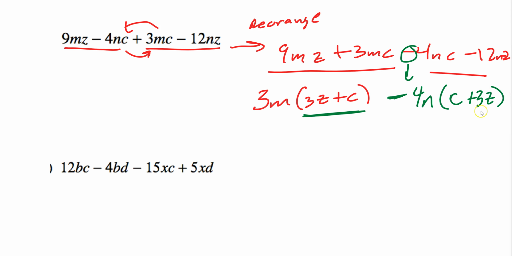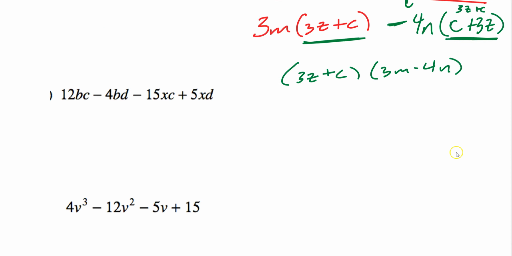Now these look a little different. They're exactly the same, right? Remember, it doesn't matter how you add. So this is the same thing as saying 3z plus c because it's a positive. So these are actually the same. You can pull it out. And you're left with 3m minus 4. Factor by grouping.